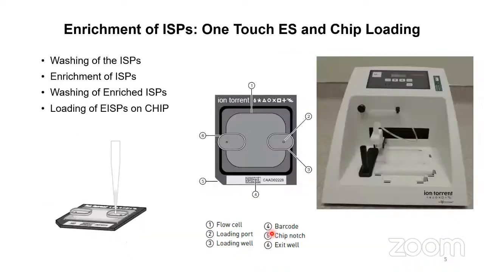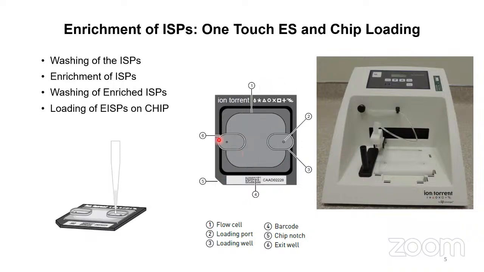The next step would be to enrich those template specific target libraries. For that, we have another instrument called the OneTouch ES. This is how the instrument looks. So you will enrich your template specific target libraries in this step. Once they are enriched, in this step you will remove those beads which do not have any library. Those beads will be removed in this step.